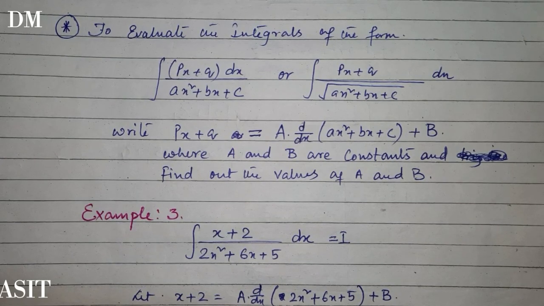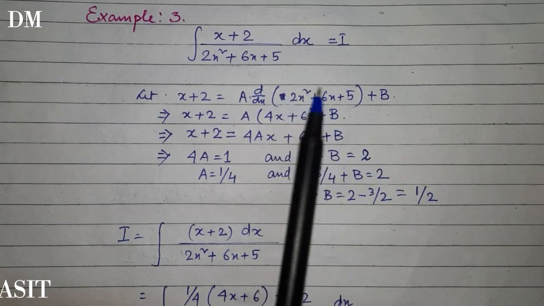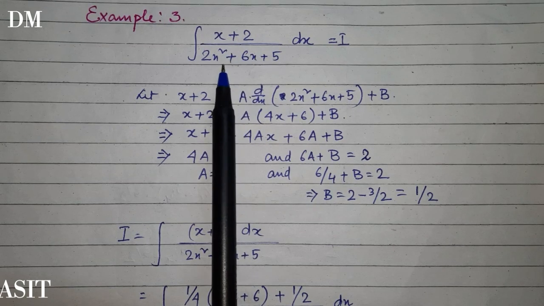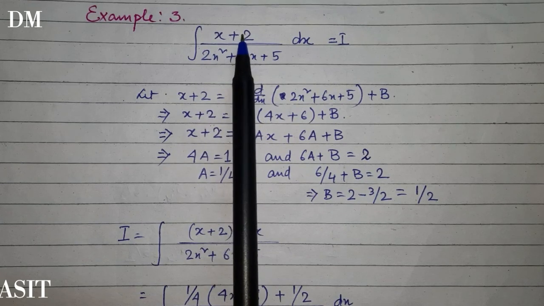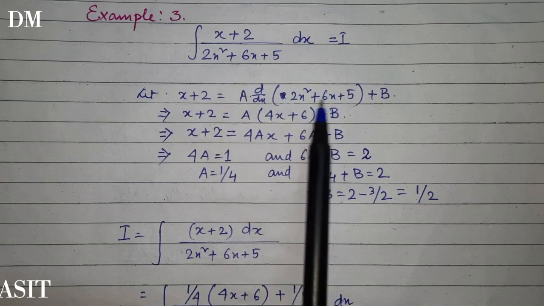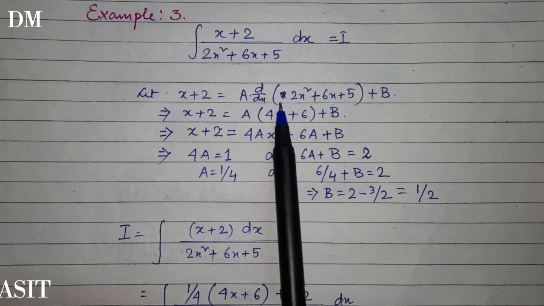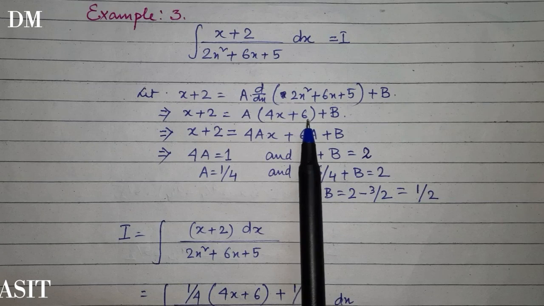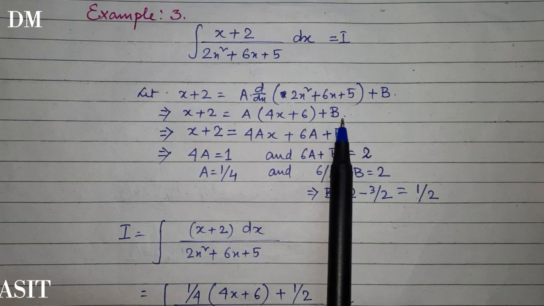So now let us see the example. So this is a third example. So we can see this is the format, linear by quadratic. So first of all, what I told, we need to write the linear expression as a into the differentiation of the quadratic expression plus b. Now what is the differentiation of the quadratic expression? The differentiation of the quadratic expression is 4x plus 6. So we can write a into 4x plus 6 plus b.